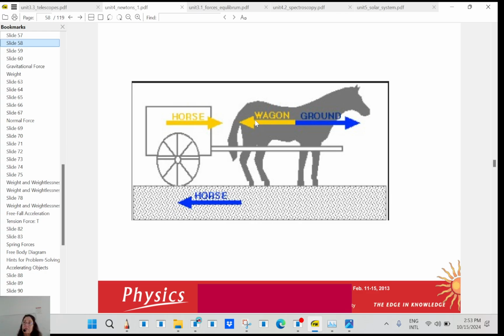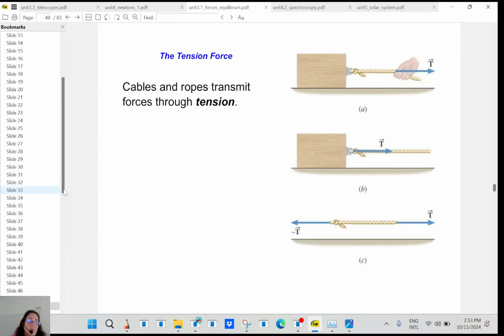However, you need to focus on the system. So if you are only looking at the horse, only two forces are acting on him: the ground, because he pushed and the ground pushed back, and the wagon. So then he will move. So you always focus on one system. So let's go back to little Susie.